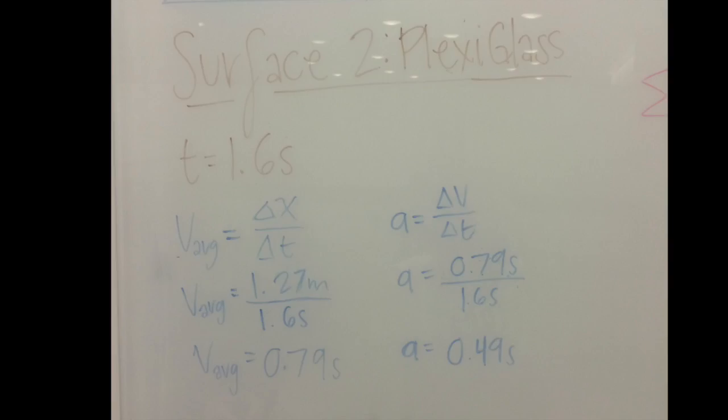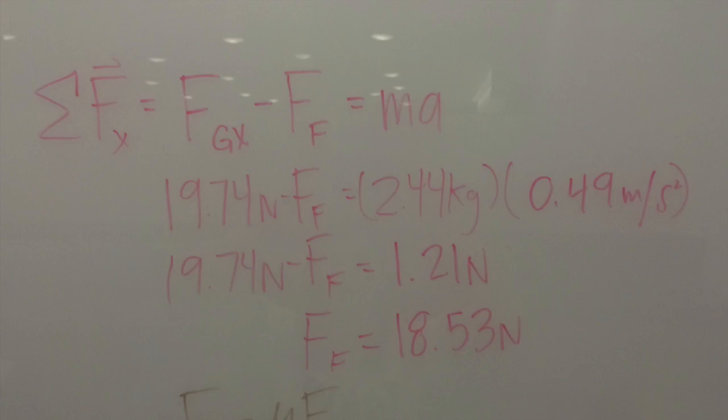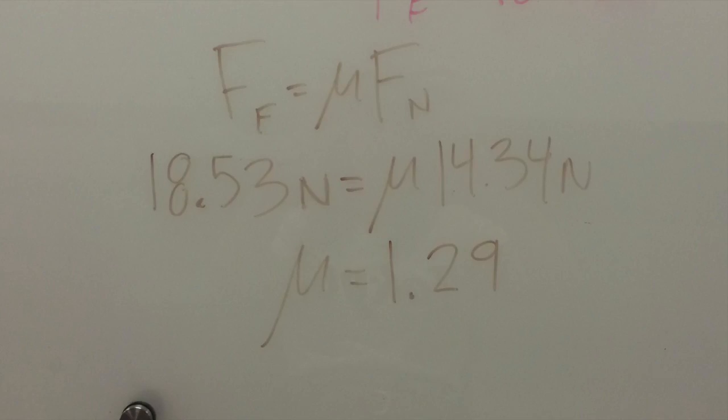The third surface was plexiglass. The change in time was 1.6 seconds, so the average velocity was 0.79 meters per second and the acceleration was 0.49 meters per second squared. This gave us a force of friction of 18.53 newtons and a coefficient of friction of 1.29.